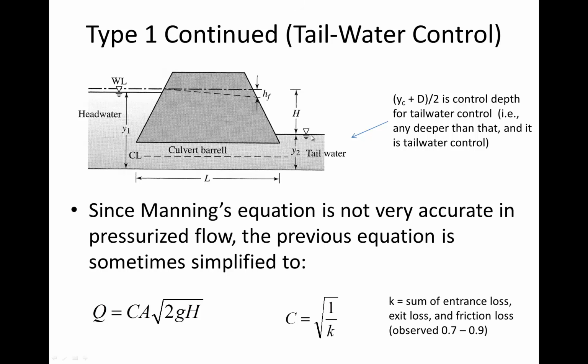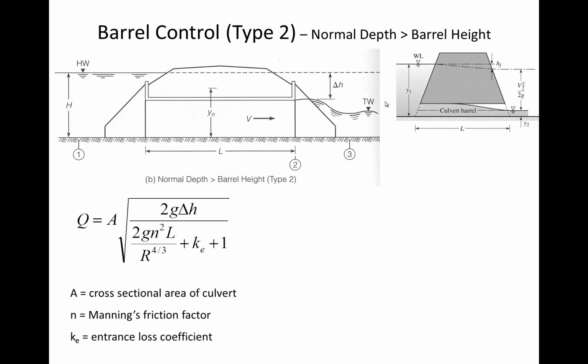The criteria that we say the tailwater is fully submerging the outlet is that if the critical depth plus the diameter divided by 2, so the average of the pipe diameter and the critical depth, that is known as a control depth. So if it's any deeper than that, then the tailwater is going to control flow, and then that's when Type 1 situations are applicable. Type 2 is when the water depth isn't quite as high as fully immersing the outlet.